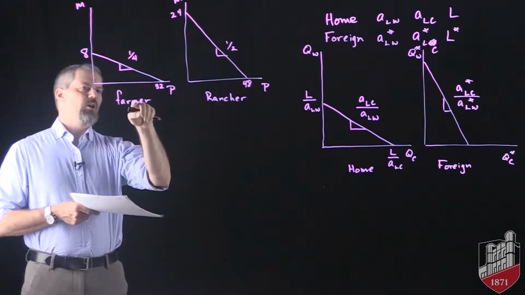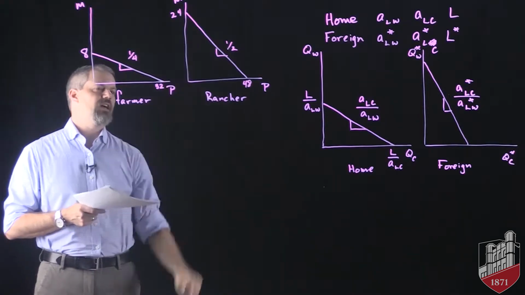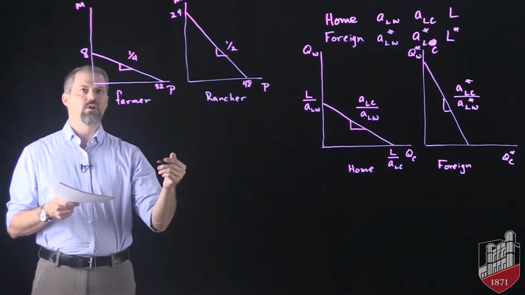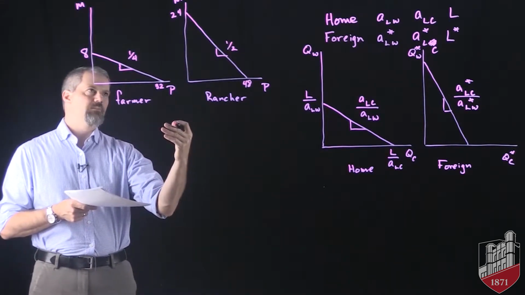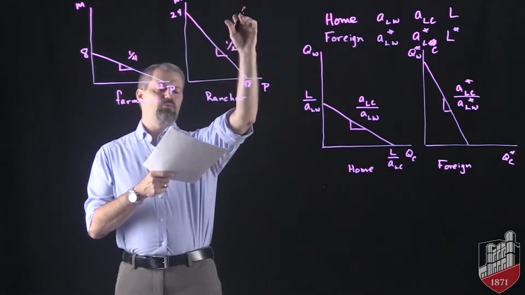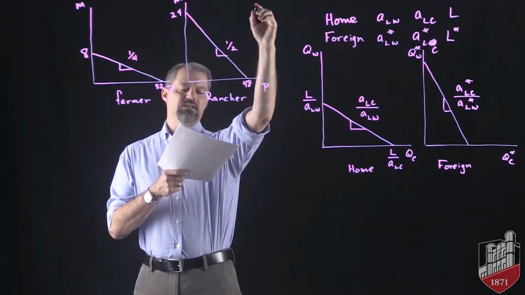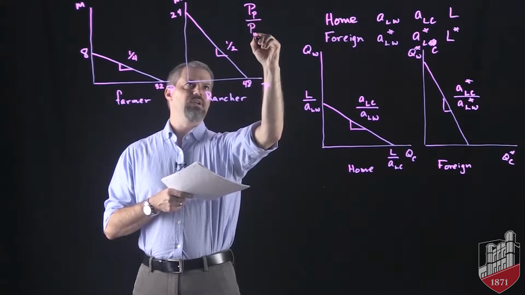We know that the farmer has a comparative advantage in the production of potatoes, and the rancher has a comparative advantage in the production of meat. What we're going to be thinking about here is the relative price and the relative quantity. So let's put up here what the relative price is going to look like. You've seen that before. The relative price is going to be the price of potatoes divided by the price of meat.